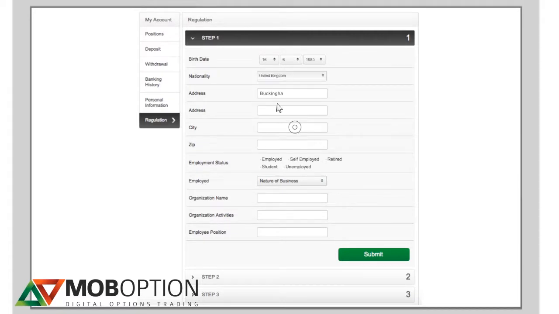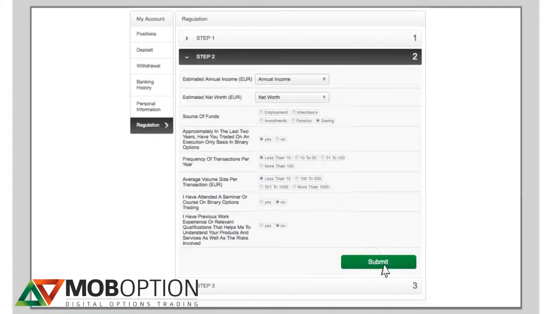Step 1. Enter some general information about yourself. Step 2. Complete a short questionnaire about your trading experience and suitability to trade digital options.